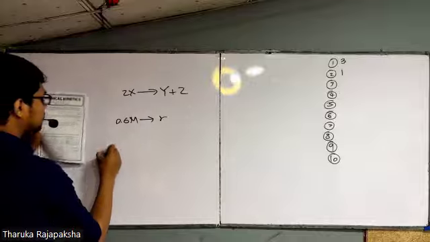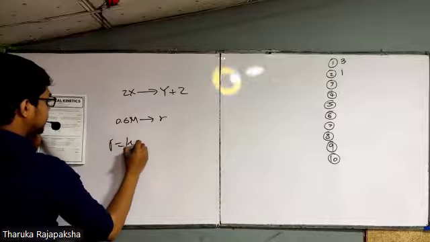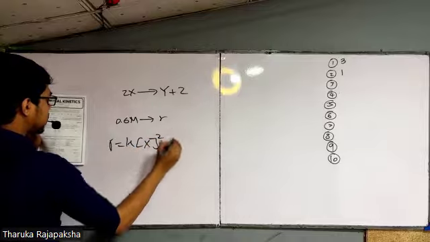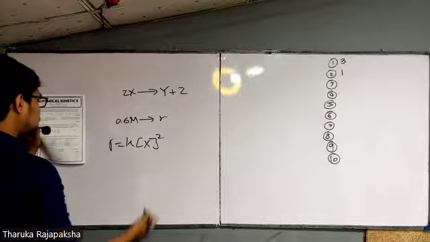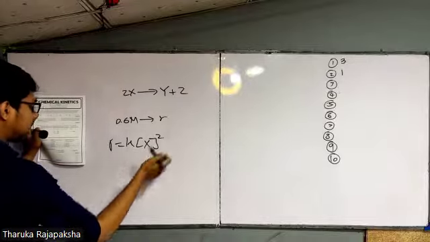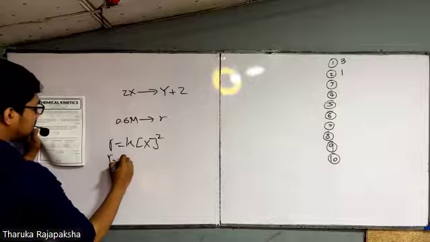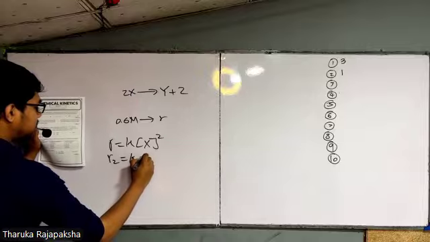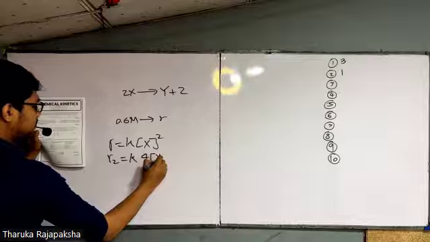Now, this is R equals K times concentration of X squared. Right? So that means you are doubling the concentration, just like the previous one. R2 equals K times 4 into concentration of X squared.